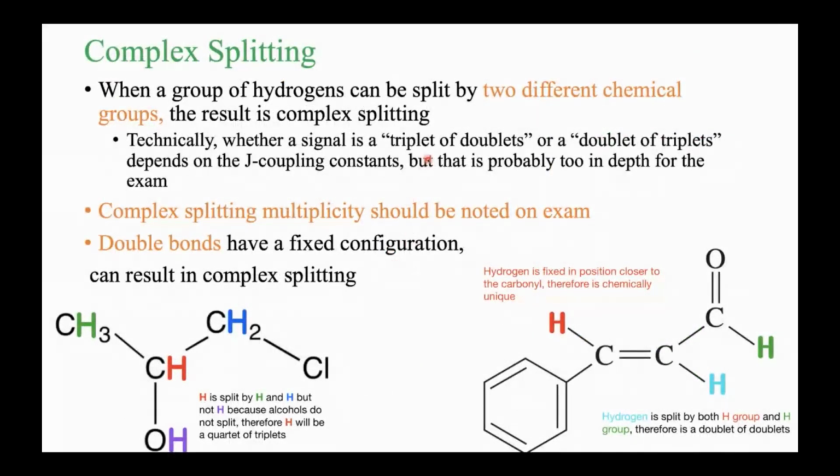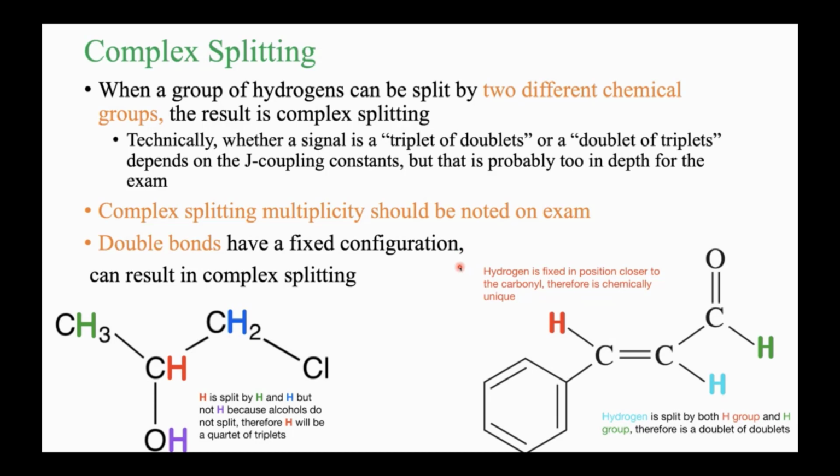So the next thing we have is complex splitting. When a group of hydrogens can be split by 2 chemically different groups, the result is complex splitting. Technically, they may have taught you in lecture that whether it's a triplet of doublets or a doublet of triplets depends on the J coupling constant, but that is too in-depth for the exam. I don't see them asking you to predict a complex splitting. The most important thing is to be able to recognize when it can occur and then decode it. Complex splitting multiplicity will be noted on the exam. They will say D of T or doublet of triplets above your signal.